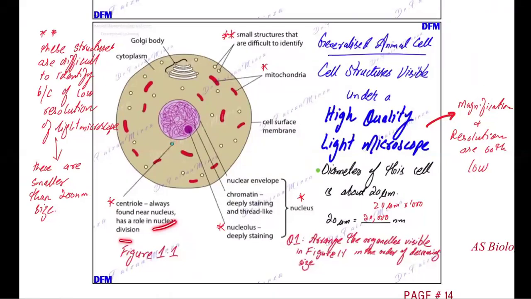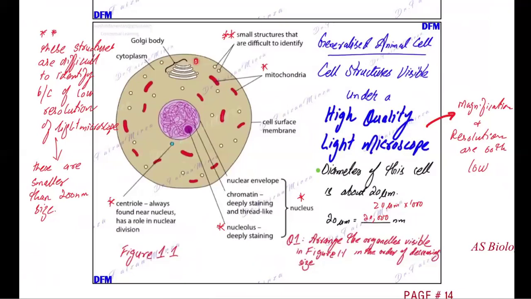This is a centriole present in the animal cell. Its role is in nuclear division. Then we have cytoplasm, and this ground substance is cytoplasm. Then the Golgi body. The Golgi body is this tubular structure, and you can see tiny circular structures at the end of the Golgi as well. But together we call this the Golgi body. There are some small structures that you just cannot identify because they are too small to be identified using the light microscope. We have mitochondria, several mitochondria are there, and you have the cell surface membrane as well.